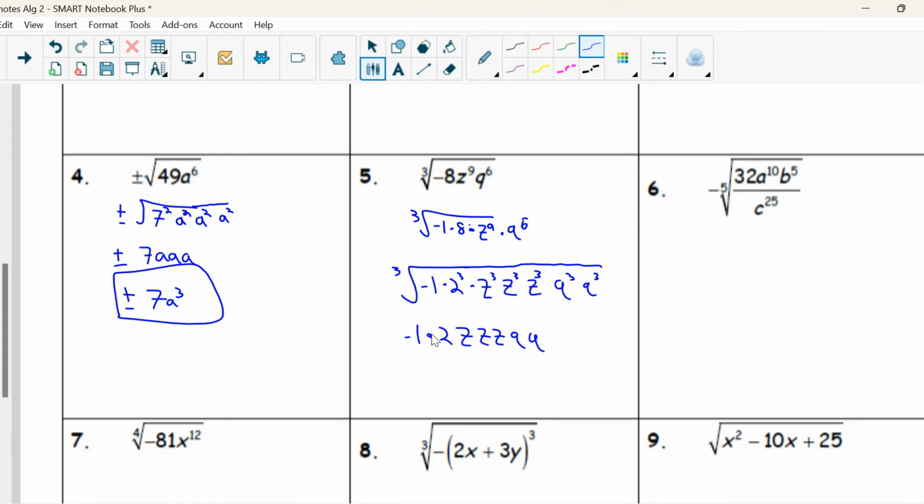Now I'd like to simplify this. Negative 1 times 2 is negative 2. Z times z times z is z to the 3rd. Q times q is just q to the 2nd.